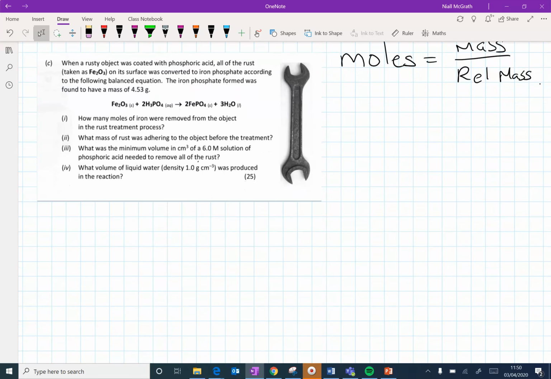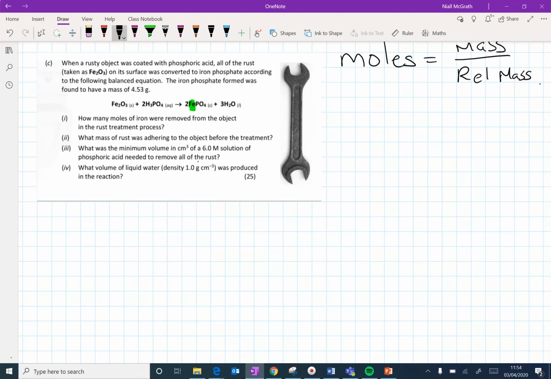If you take a second to read the question, we have: how many moles of iron were removed from the object in the rust treatment process. So there you're looking for the amount of iron basically in your product. So over here, how much iron have you got in your products, because that's been removed from the object in the rust treatment process.